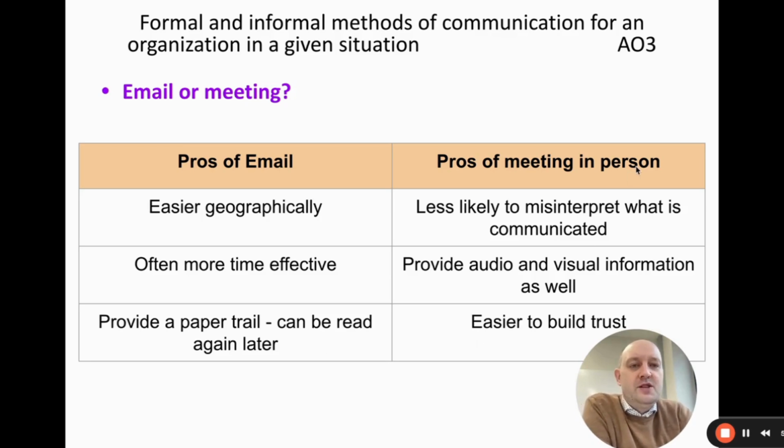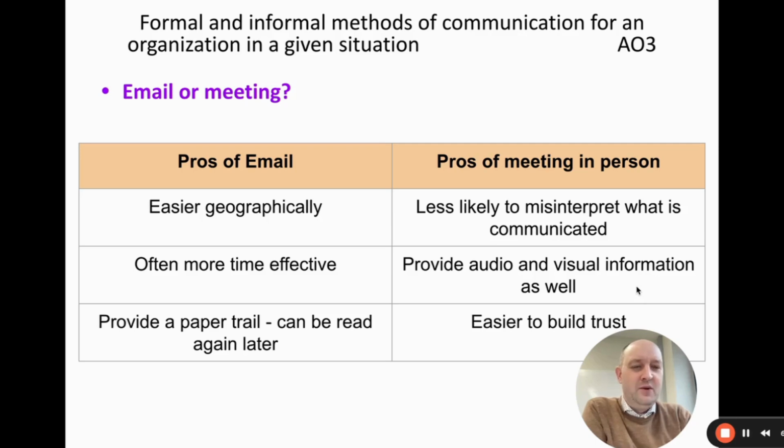Pros of meeting in person: less likely to misinterpret what's communicated. I don't know if you've had this thing where you get an email, somebody writes something and you're like, oh, crikey, they wrote that. And then when you speak to them in person, they're like, oh, I didn't mean that, I meant this. So nowadays, when I get emails like that, I always go and ask, what did you mean by that? But if you have that meeting in person, then you can ask those questions about what the meaning of things are. It also provides video, audio, and visual information.